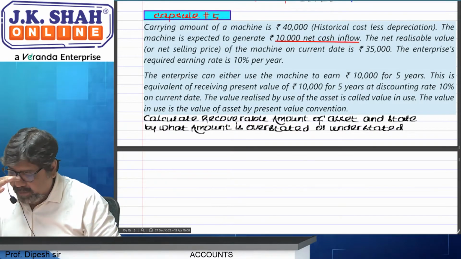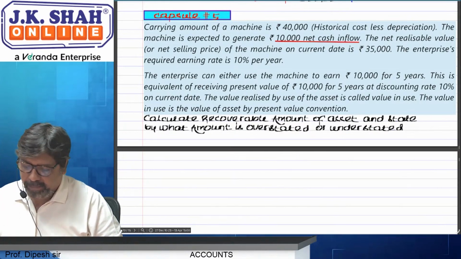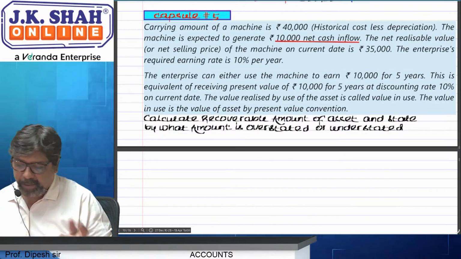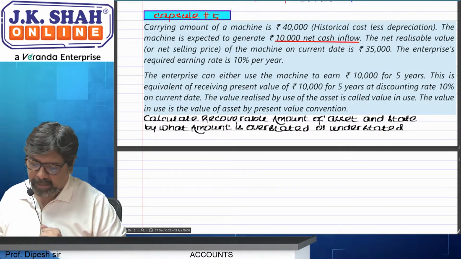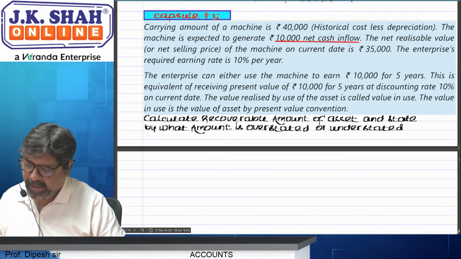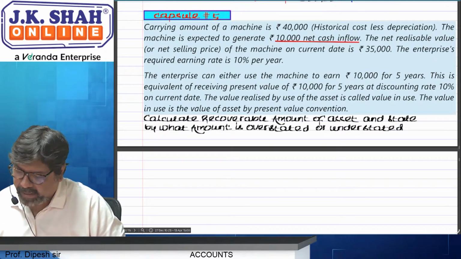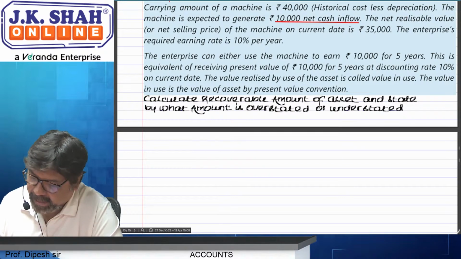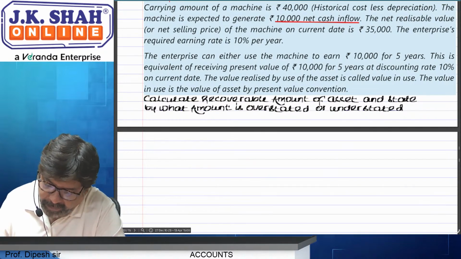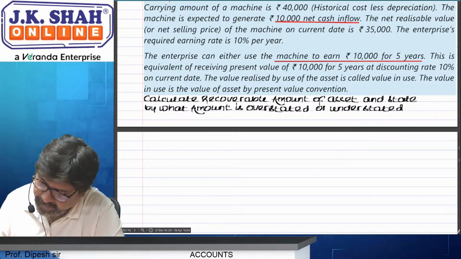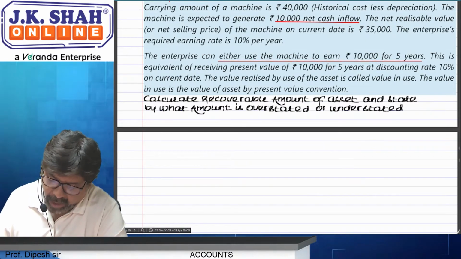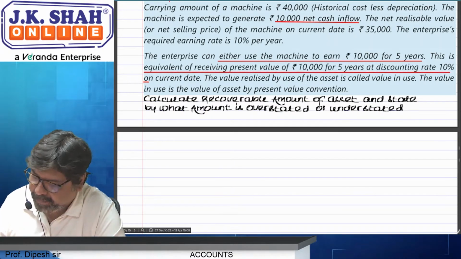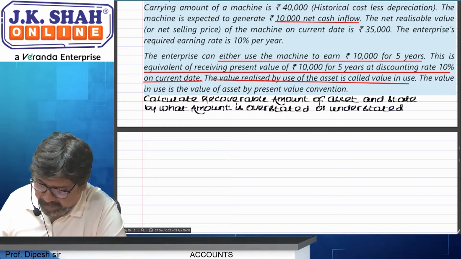Net realizable value or net price of the machine on current date is how much? That means if I sell the asset, how much will I get? 35,000. But if I use the asset, how much will I get? 10,000. Correct. The required earning rate is how much? 10% per annum. The enterprise can either use the machine to earn 10,000 for 5 years. This is equivalent to receiving a present value of 10,000, the discounting rate of 10% on the current date. The value realized on asset will be value in use.